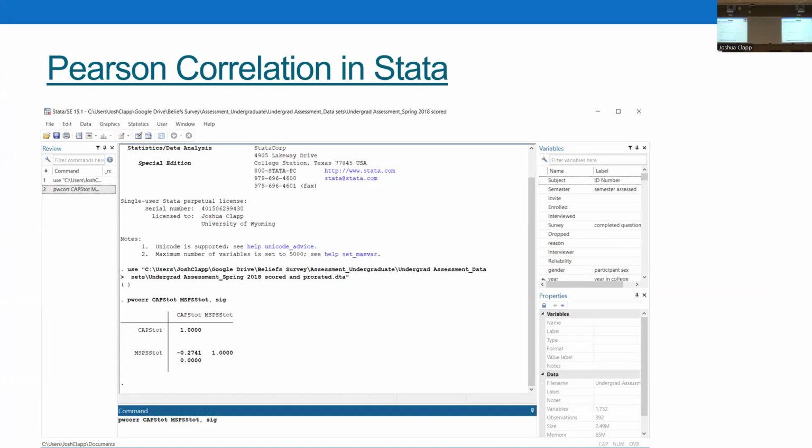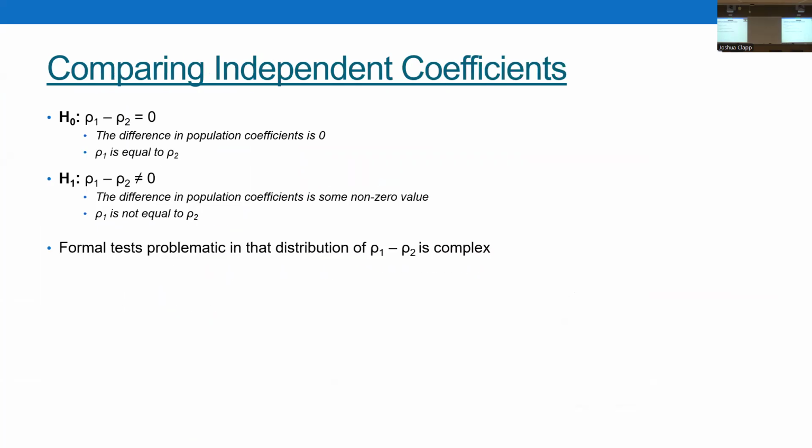They're getting these out of SPSS. Stata, here's the command, pwcorr, variable, and then just ask for your p-value at the end, and it's just going to give you the same thing. Pretty easy to call up.